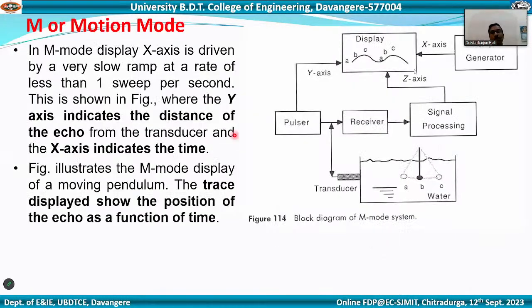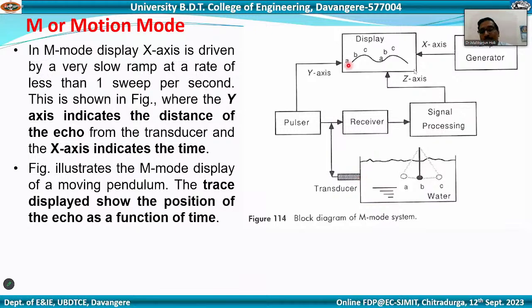Then comes motion mode. Particularly if you want to visualize the moving parts, as I said, a CT cannot provide a moving image, but ultrasound can. So in the M display, the x-axis is driven very slowly, at a rate less than 1 sweep per second, where the y-axis indicates the distance of the echo and the x-axis indicates the time. I'll just briefly explain. Assume that there is a pendulum which is moving in the water. This is a transducer. When the pendulum comes here, nearer to the probe, at that time, what happens?